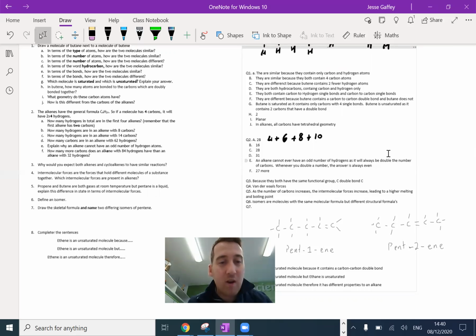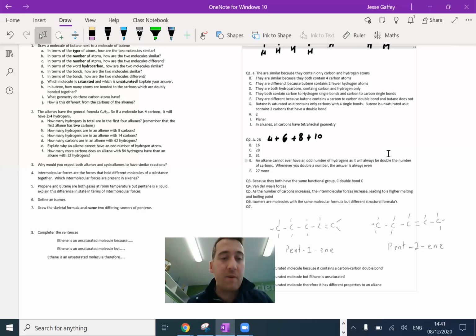And how many more carbons does an alkene with 84 hydrogens have than an alkane with 32 hydrogens? An alkene with 84 hydrogens has half that amount of carbons, so 42. An alkane with 32 hydrogens, you've got to take 2 away because it's 2n plus 2. So that gives you 30 hydrogens, and half that is 15 carbons. So if 42 carbons, take away 15, that means it's got 27 more. That was quite tricky, so well done if you managed to work that out.